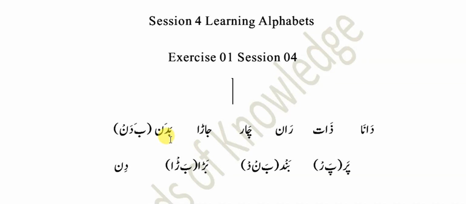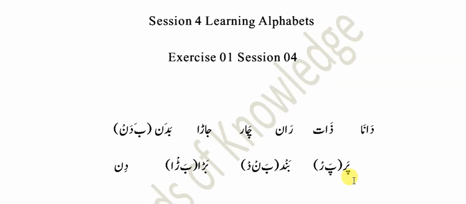Then it's badan. It has be with zabar sign over it, then it's dal and noon. Dal has also zabar sign over it, so be, dal and noon, badan. And noon has a sukoon sign over it, it is not pesh, it's a sukoon sign. So the whole word is badan.